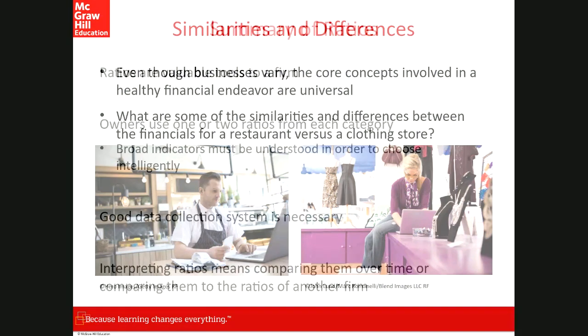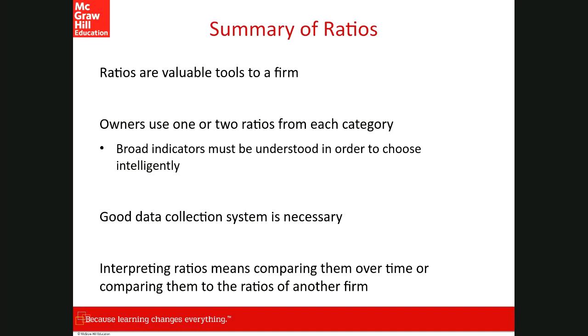Okay, ratios in short are just valuable tools for the firm. Owners usually use one or two ratios from each category, right? And a good data collection system is necessary. If you don't have good data collection, how can you truly assess that what you're doing is absolutely correct, right? Interpreting these ratios means comparing them over time, which is very difficult for entrepreneurial business owners. Things are going so quickly that sometimes you just fail to address your recording procedures, right? But your analytical skills based on the data you collect will surely help you in the long run.